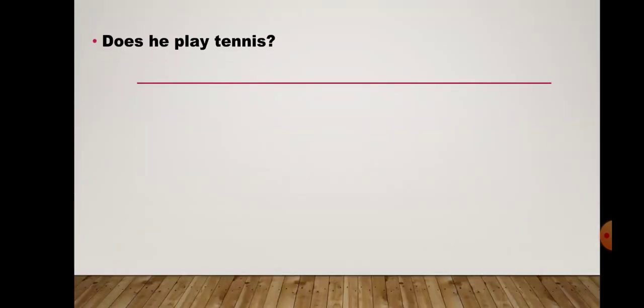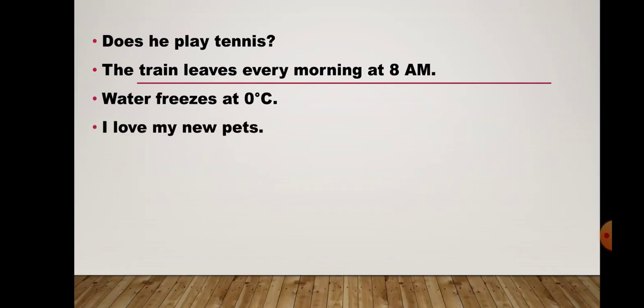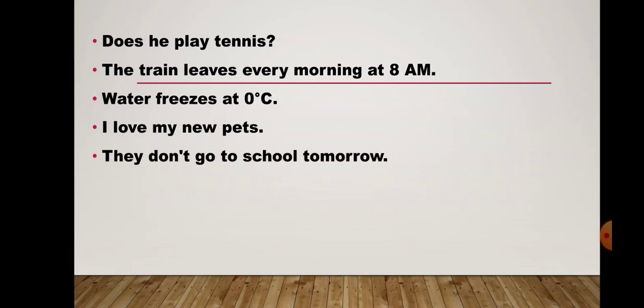Let's see more examples of simple sentences. Does he play tennis? The train leaves every morning at 8 a.m. Water freezes at 0 degrees Celsius. I love my new pets. They don't go to school tomorrow. We drink coffee every morning. So as you can see, all these sentences are one independent clause, and every sentence has a subject and predicate. So all these sentences are simple sentences.